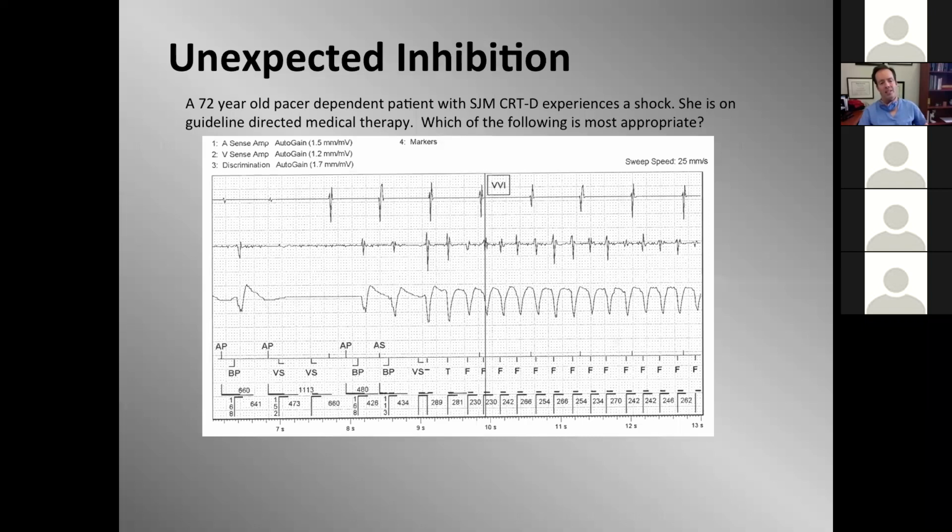Let's talk about unexpected inhibition before we end. This is a case of a 72-year-old pacemaker-dependent patient with a St. Jude CRTD, experiences a shock. She's on guideline-directed medical therapy. Which of the following is most appropriate? So here is A pace by V, A pace. Here's the V channel, V sense. And this long short then triggers VF.